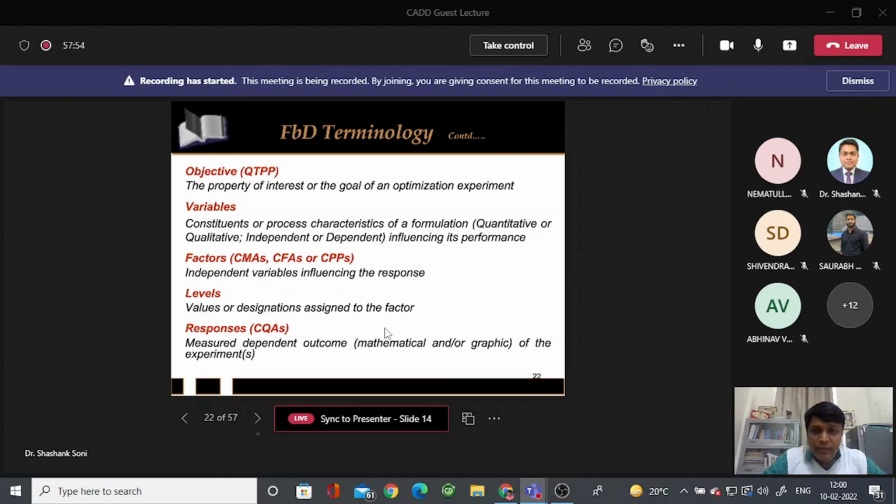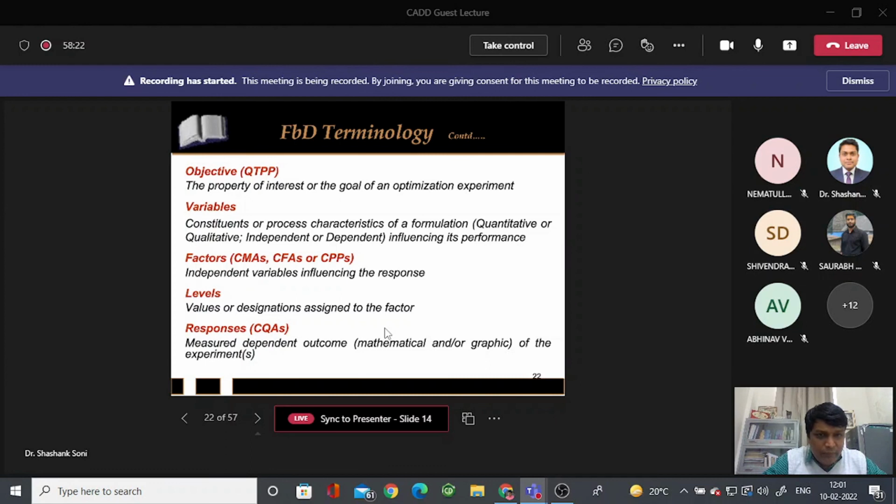Then variables. What are the variables? These are the constituents or process characteristics of a formulation. They can be quantitative or qualitative. I will come to that part. Independent or dependent, influencing its performance. These are various materials or processes which are going to affect the final formulation.